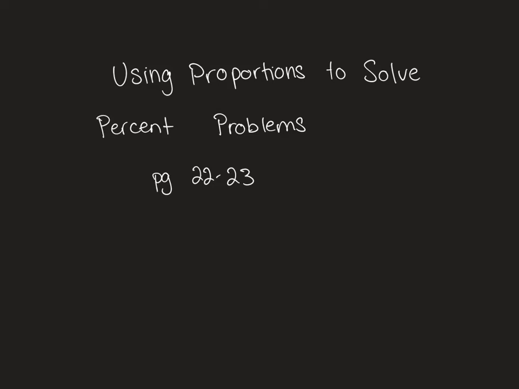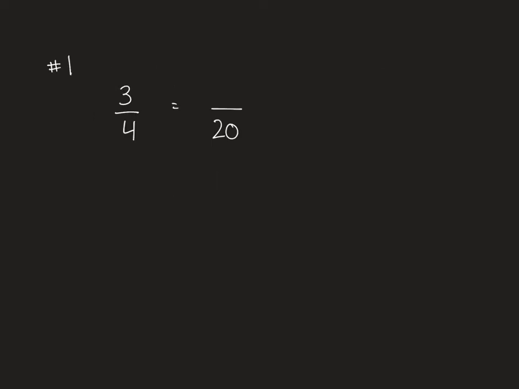Our next lesson is on using proportions to solve percent problems. So this will cover pages 22 and 23 in your 7.2 book. The first question asks you to solve the ratio and draw arrows and show what you multiply by. So when we're going from 4 to 20, we are going to multiply by 5. So we'll do the same thing to the top, which means our answer is 15. So we would end up with 3/4 equals 15 out of 20.